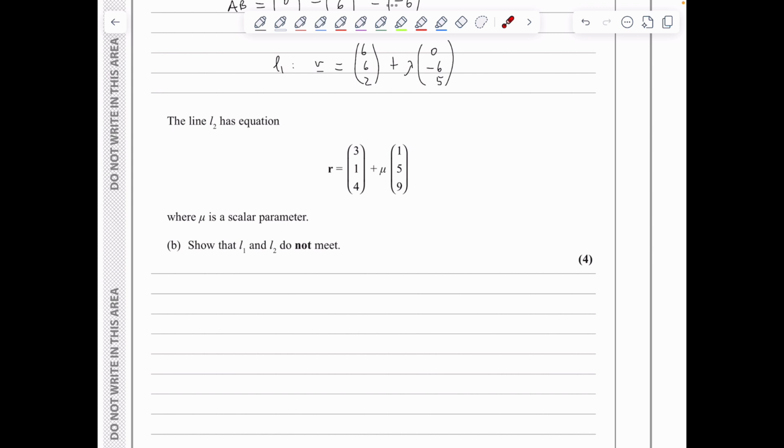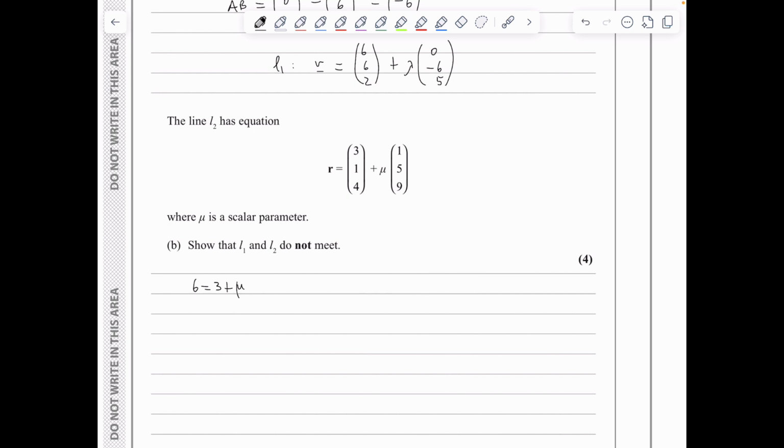In part B, we're given a second equation L2, and we need to show that the two lines do not meet. So what I will do is equate the i components and the j components and then the k components. So I've got 6 plus 0 lambda being equal to 3 plus mu, and so on. So this leads to 6 being equal to 3 plus mu. This is found by equating the i components.